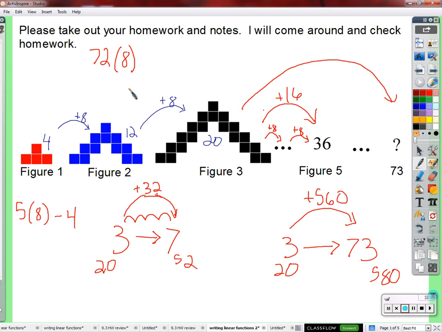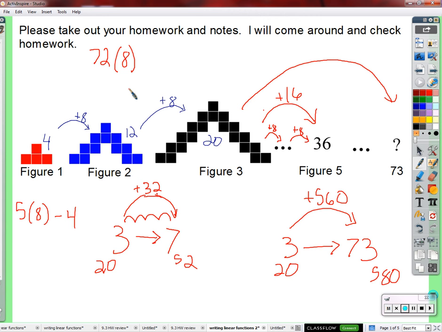And if we were to graph it, like Caden said, we would just see the figure number goes over 1, the number of squares goes up 8. If we were to plot all these dots, like 1, 4, 2, 12, 3, 20, 4, 28, 5, 36, and so on, we would see those dots be in a straight line. There are other patterns that are not going to be straight lines.